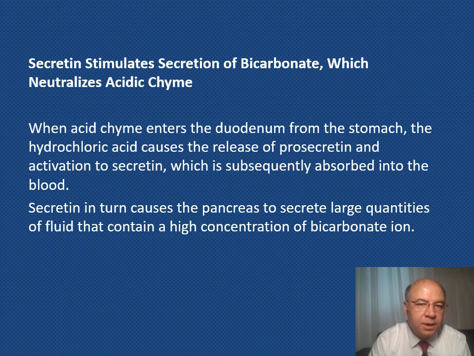Secretin stimulates secretion of bicarbonate, which neutralizes acidic chyme. When acid chyme enters the duodenum from the stomach, the hydrochloric acid causes the release of prosecretin and its activation to secretin, which is subsequently absorbed into the blood. Secretin, in turn, causes the pancreas to secrete large quantities of fluid that contain a high concentration of bicarbonate ion.